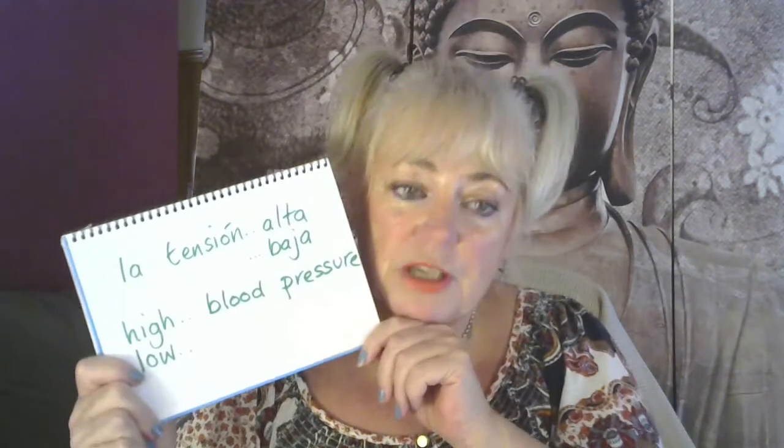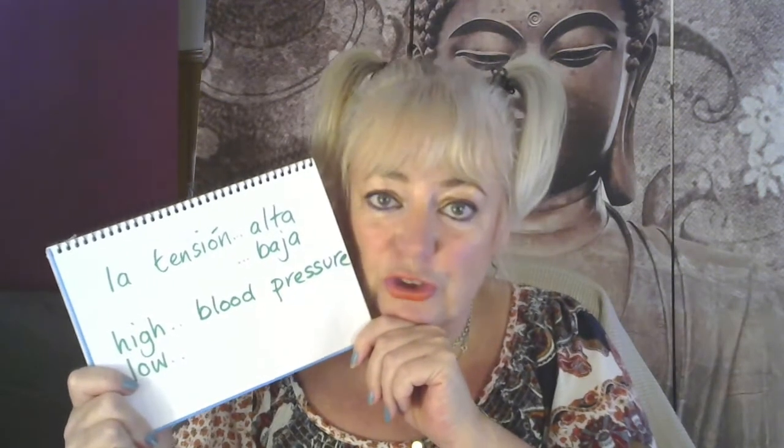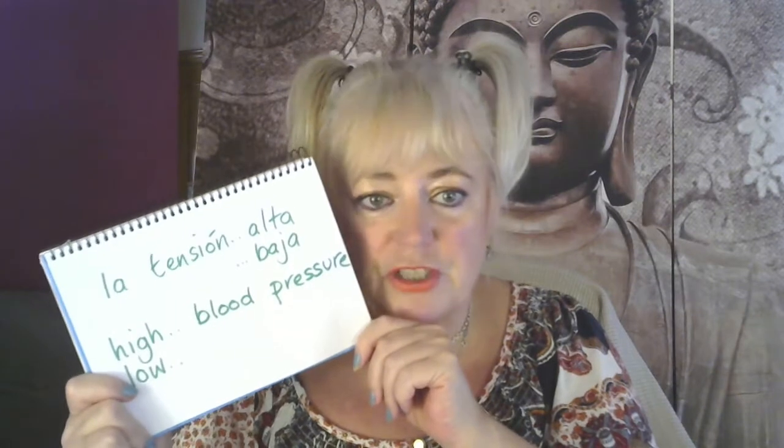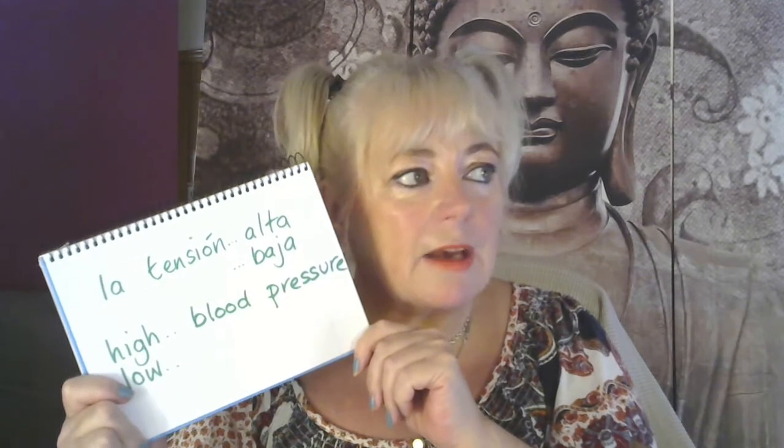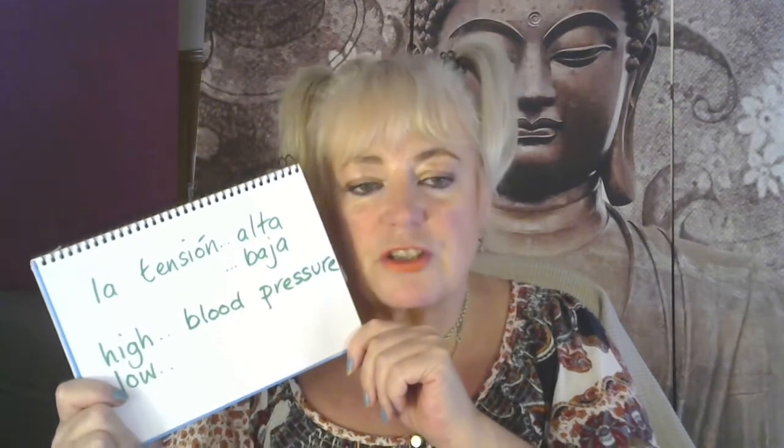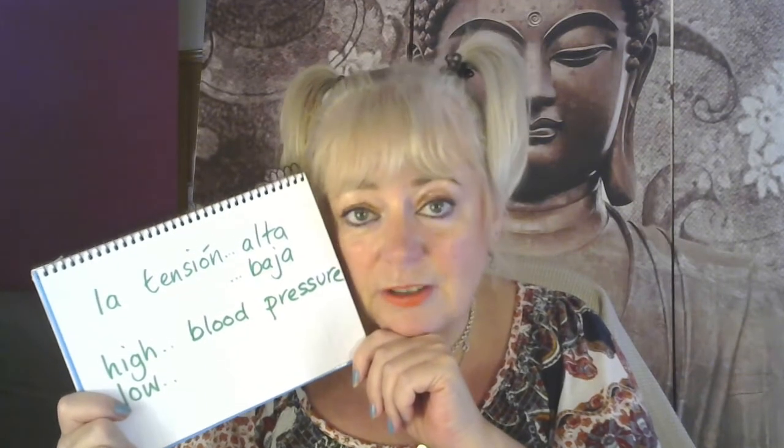Now, if you get to a certain age and you're suffering with blood pressure, either high or low, blood pressure itself is la tensión, okay? That's actually blood pressure. Now, you may have la tensión alta or you may have la tensión baja. So, alta is high blood pressure, baja is low blood pressure, or you may have la tensión normal. Hopefully, you have normal blood pressure. Or sometimes blood pressure can go up and down when you've got a lot of stress or things going on.